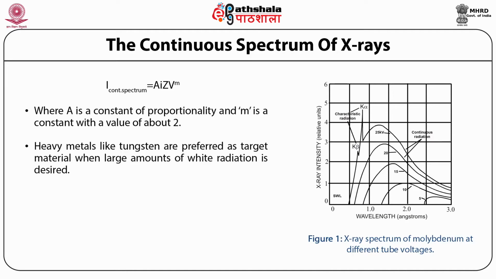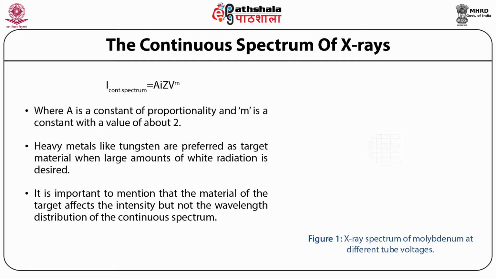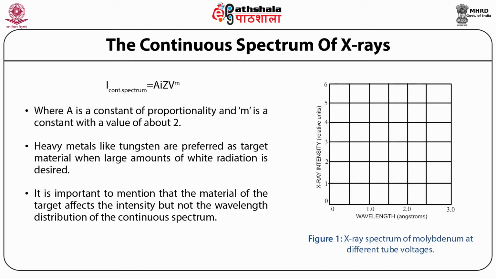Heavy metals like tungsten are preferred as target material when large amounts of white radiation is desired. It is important to mention that the material of the target affects the intensity but not the wavelength distribution of the continuous spectrum. So figure 1 shows the X-ray spectrum of molybdenum at different tube voltages.